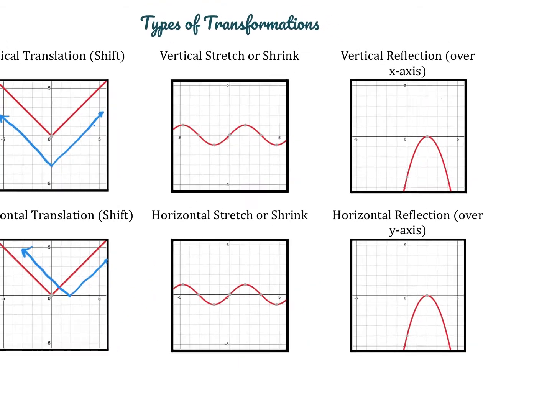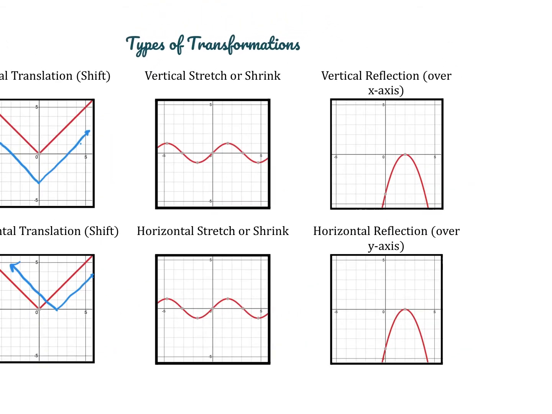Now for stretches or shrinks, again, there's vertical and horizontal. For vertical, you're essentially taking any y value and multiplying it by your stretch or shrink factor. So here we're just changing the y values of each coordinate. So let's say we're going to do a vertical stretch by a factor of 2. All of our y values are going to double. So this y value at 0 stays the same.